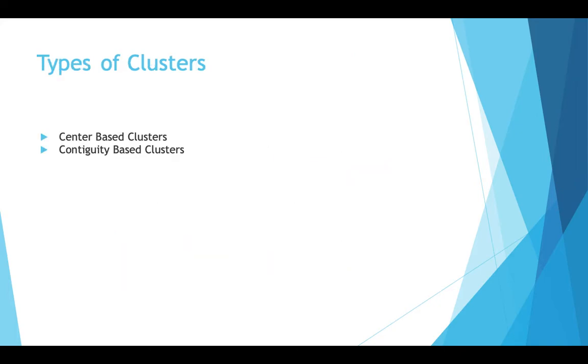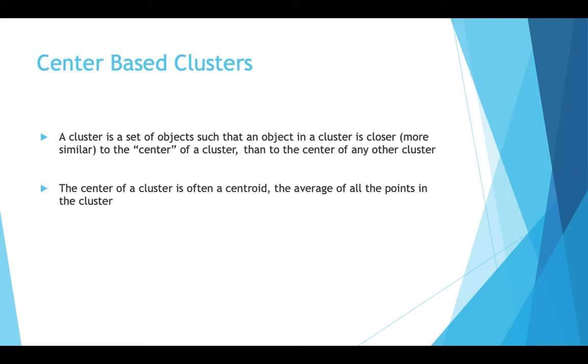Types of clusters. There are two types of clusters, center-based clusters and contiguity-based clusters. Center-based clusters: a cluster is a set of objects such that an object in a cluster is closer to the center of the cluster than to the center of any other cluster. The center of the cluster is often a centroid, the average of all the points in the cluster. So the basic idea of center-based clusters is to calculate the distance between the centroid and the data point.